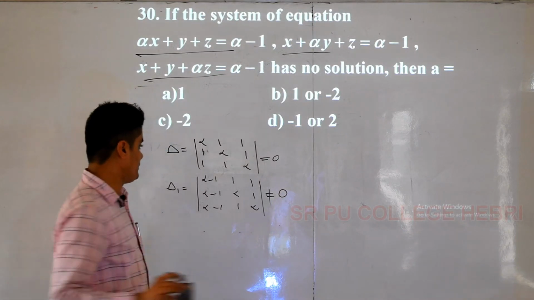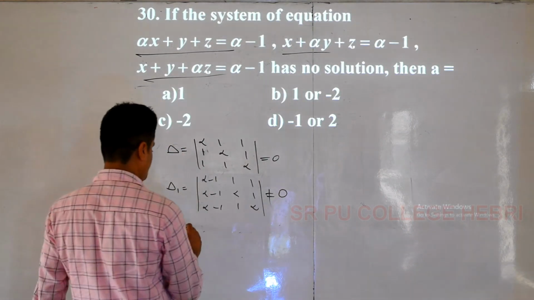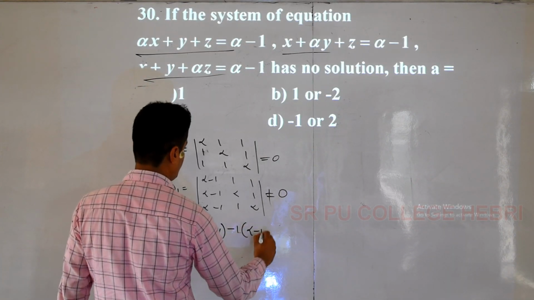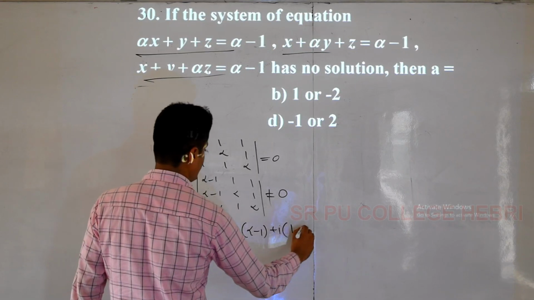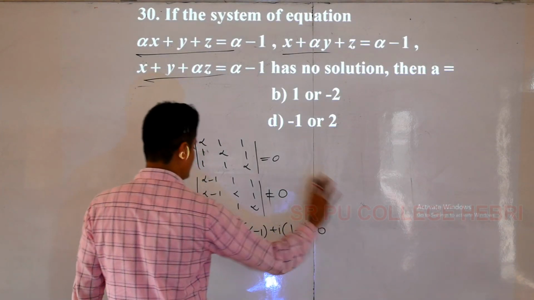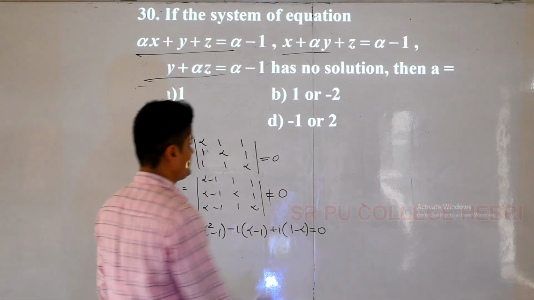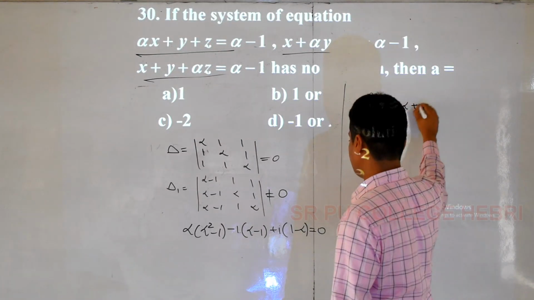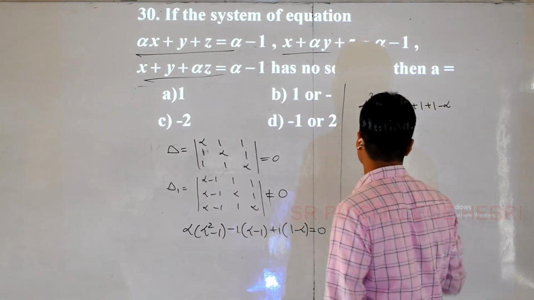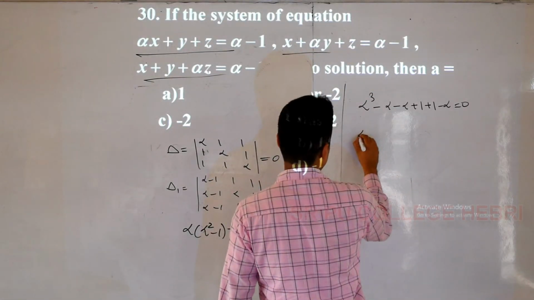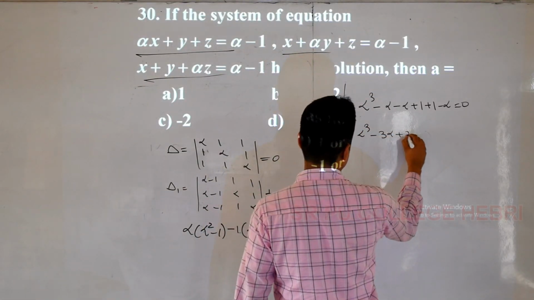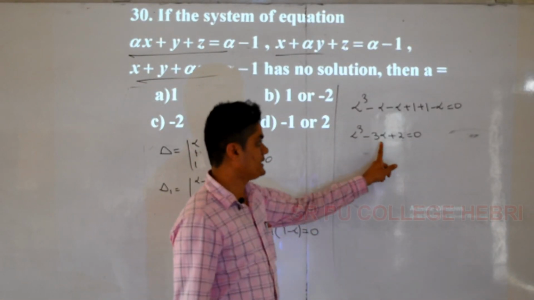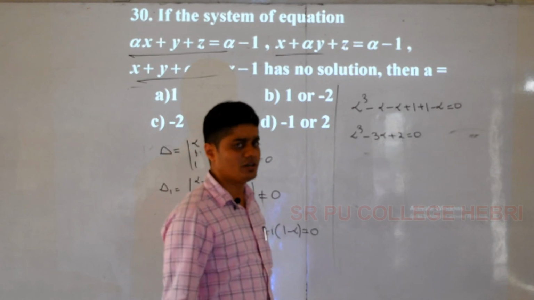Let me first find this delta. Expanding, what comes? Alpha into alpha square minus 1, minus 1 into alpha minus 1, plus 1 into 1 minus alpha. Directly take it equal to 0. So that is alpha cube minus alpha plus 1 minus alpha equal to 0. So alpha cube minus 3 alpha plus 2 is equal to 0. We have to solve a cubic equation now.